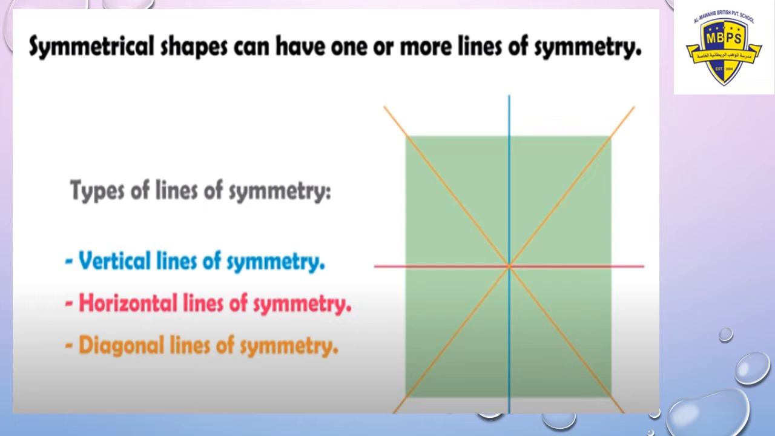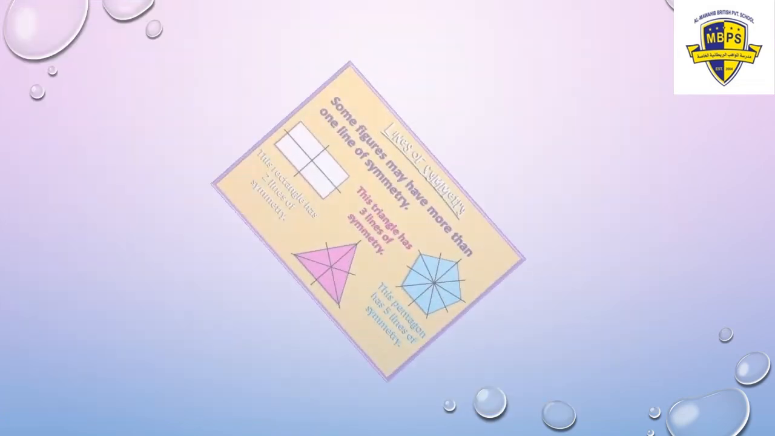We have vertical lines of symmetry, which is in blue, the straight standing line. Then we have the horizontal line of symmetry, which is in red, the sleeping line. And then the diagonal lines of symmetry, in the form of X, which is in orange. Okay, so we have these 3 types of lines of symmetry.